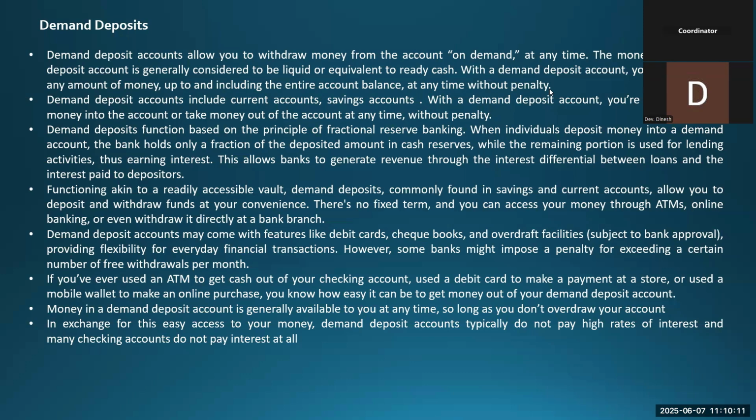Money in a demand deposit is generally available to you at any point in time unless you overdraw your account. Overdrawing means when you draw balances which are more than the available balance in the account. Let's say an account has a balance of 10,000. If the customer is withdrawing 12,000 from that account, then the account becomes overdrawn by 2,000.